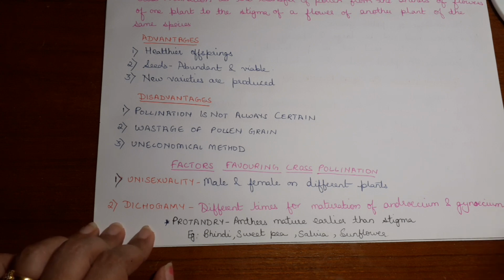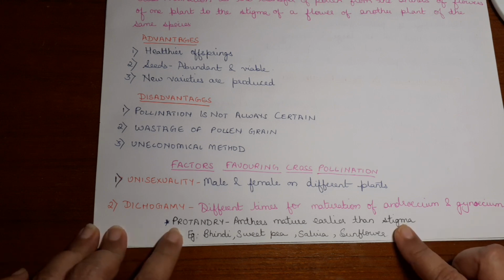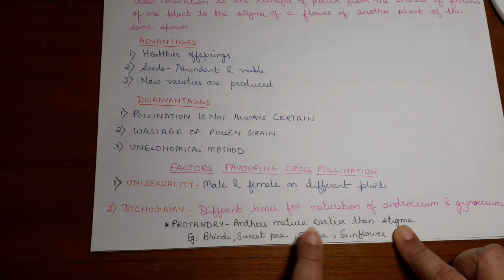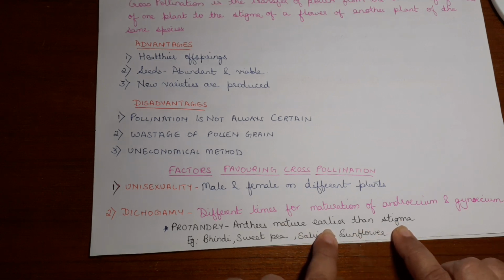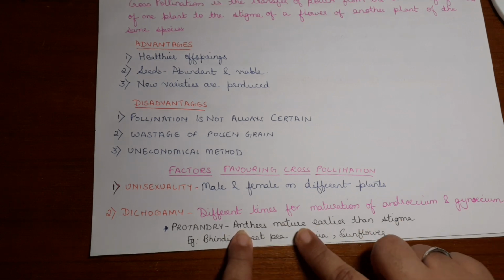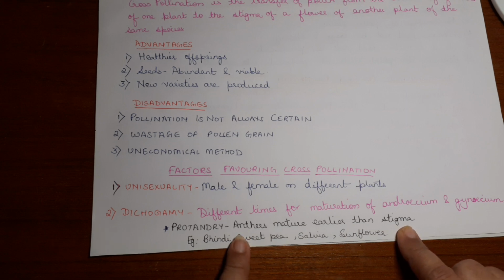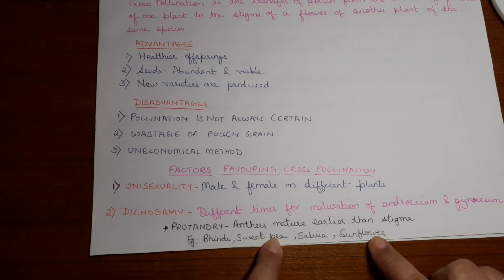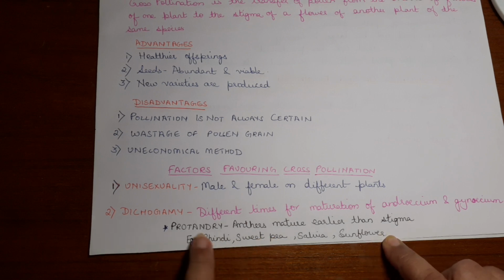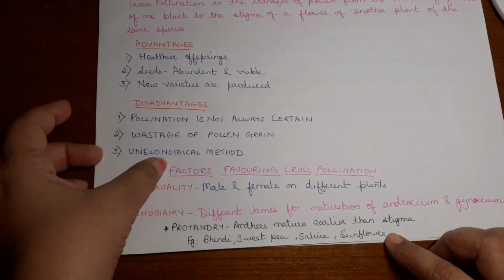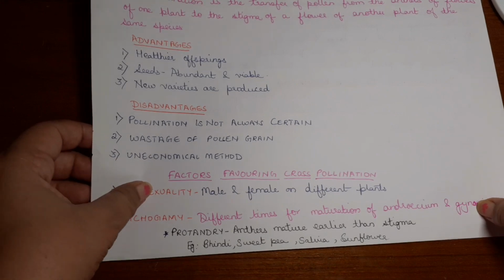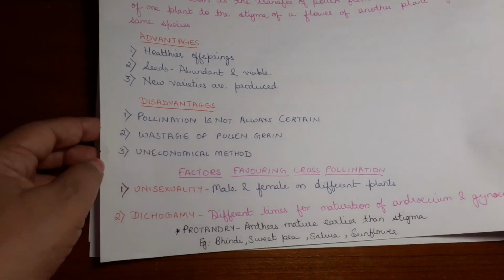Now there are two important terms regarding this. The first one is known as protandry. What is protandry? The anthers mature earlier than the stigma. That means the male part is maturing earlier than the stigma. What is the condition called? It's called protandry. Now what are the examples? Bhindi, sweet pea, salvia and sunflower. Make a note of this. These are the plants that undergo protandry, that is, the male part, the anther, maturing earlier than the stigma.